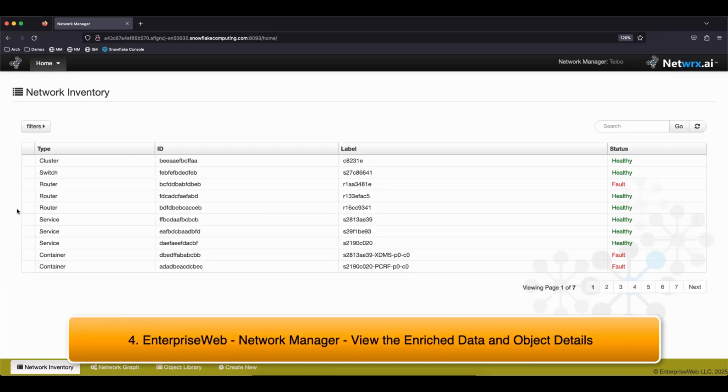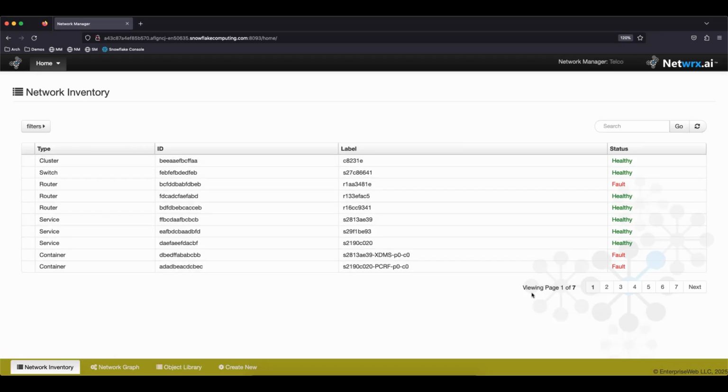And now that we've added that connection to EnterpriseWeb, we can see instantly that it's populated inventory. There's about 70 or so objects here. It's dynamically typed each one of the objects that it inferred from that data, including services, as we mentioned, which weren't originally in Snowflake itself. And each one of these has a very rich model.